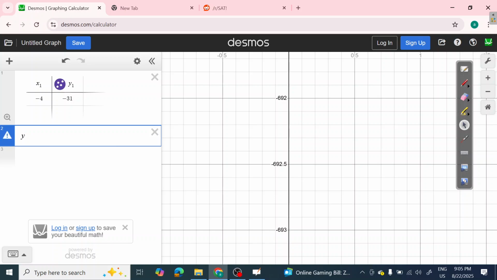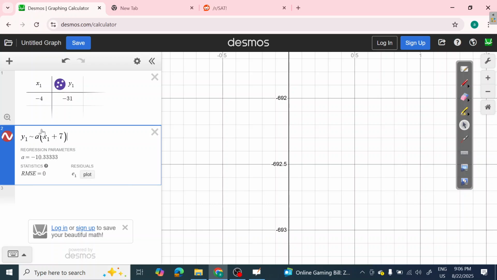See, we'll not write f of x. Why? Because now I have taken x as x1 and f of x as y1. So I'll write y1, then the regression symbol, and then write down the vertex form: a times (x1 plus 7) whole square plus 14. You got the value of a.